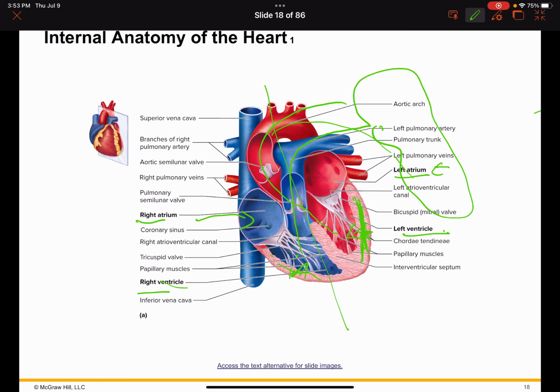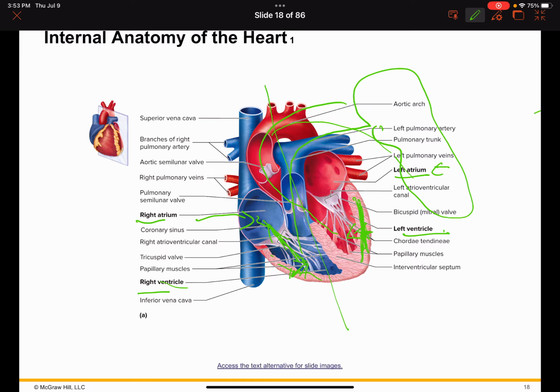Hearts also contain 4 valves that prevent backflow of the blood. Once blood goes from the right atrium to the right ventricle, it's one way. Once the valve closes, it cannot go back. That prevents what? Backflow.